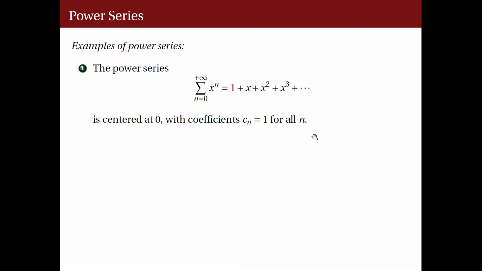For our first example, we have the power series sum of x to the n, n equals 0 to positive infinity, which is 1 plus x plus x squared plus x cubed and so on. Notice that the terms of this power series are just x to the n. Therefore, this is a power series centered at 0 with coefficient c_n equal to 1 for all n.